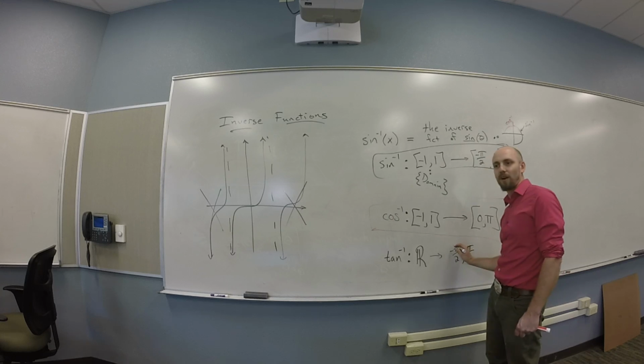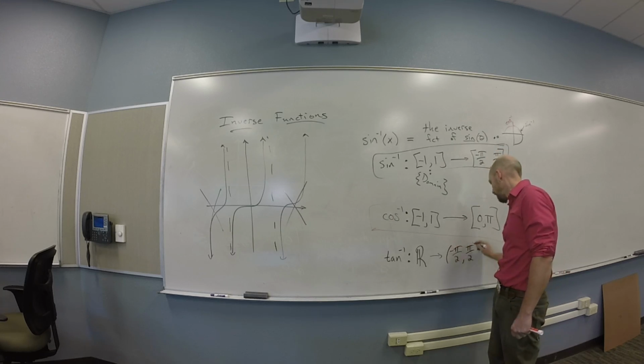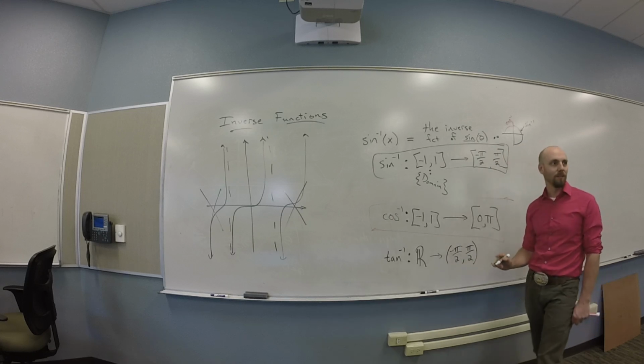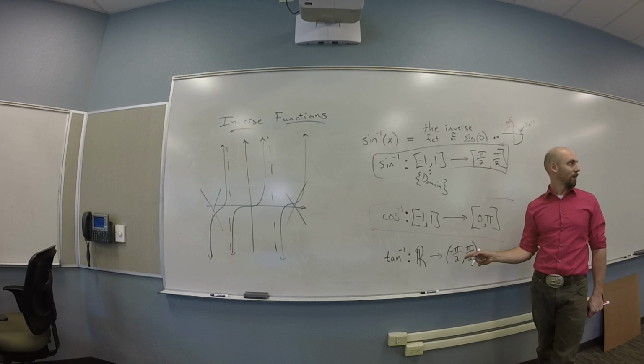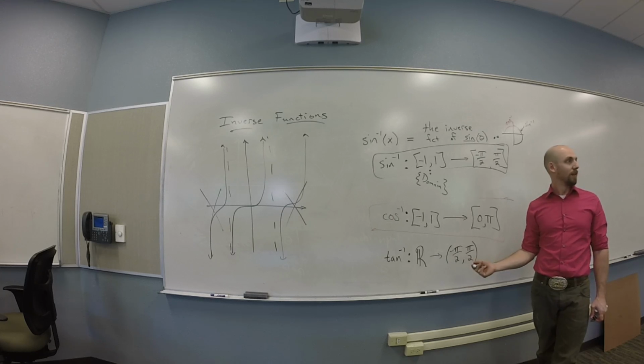Oh, this one's different, right? These are parentheses, not closed brackets, because those two values can't come out of tangent inverse. Why can't they? Because they're the asymptotes, right? They're the spots where you get division by 0 with the tangent function. You guys see that?